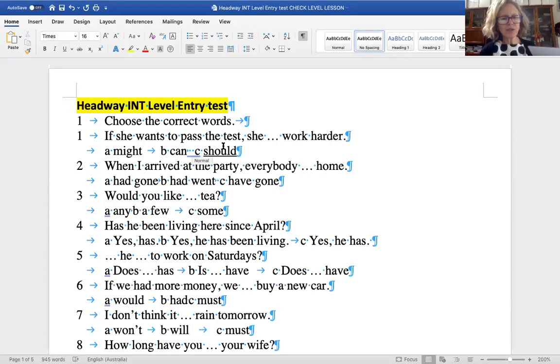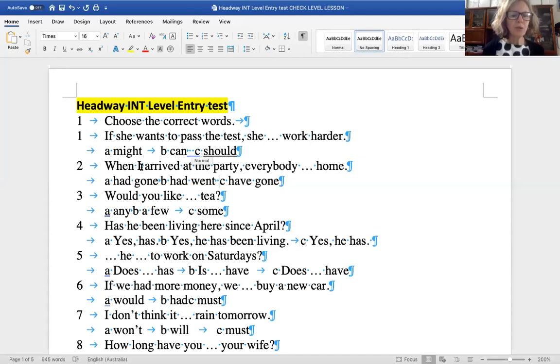If she wants to pass the test, she should work harder. Yes, good. So why is it should? What does should mean? It's a good idea. Yeah, good. So it's a modal. Should work harder. So should plus infinitive, work, and harder, comparative form of hard, meaning more diligently. So good. All right, Sarah, can you do number 2?